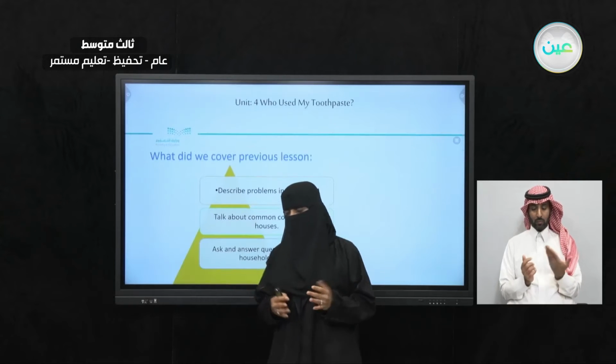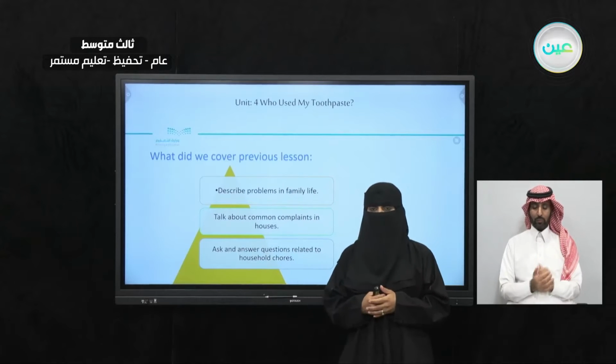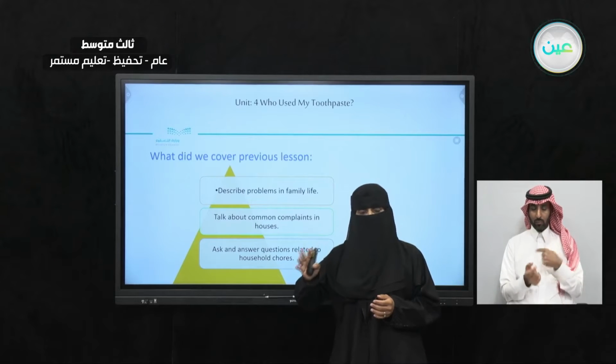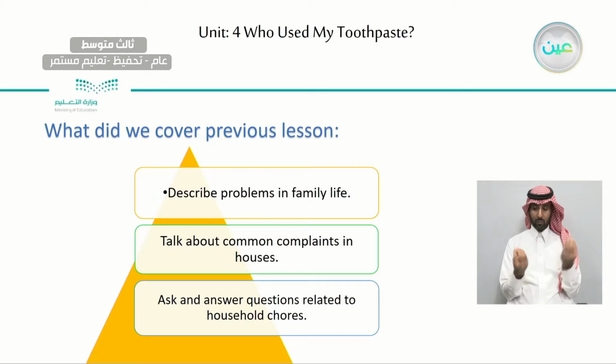Okay, before we start, let's recall what we covered in our previous lesson. We covered listen and discuss and pair work. In listen and discuss, we describe problems in family life. We had many photos, many issues, problems very common around families. We talked about these complaints in houses, and also in pair work we asked and answered questions related to household chores. Okay, this is what we covered in our previous lesson.